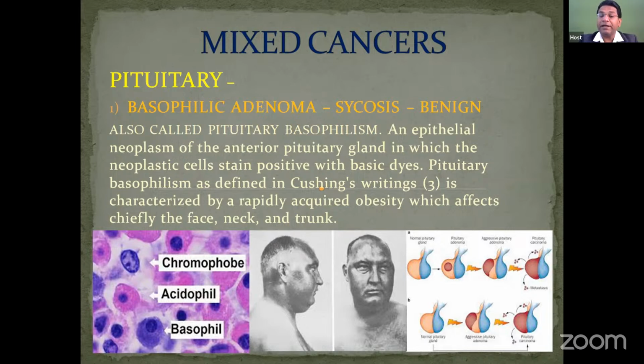Pituitary basophilism, as defined in Cushing's writings, is characterized by a rapidly acquired obesity which affects chiefly the face, neck, and trunk. So you can see here the face of this man. This is because of basophilic adenoma. There are three types of cells in the pituitary: chromophobe, acidophil, and basophil. So you can see in this figure the tumor that is growing in the pituitary gland. So this is basophilic adenoma. It is benign.